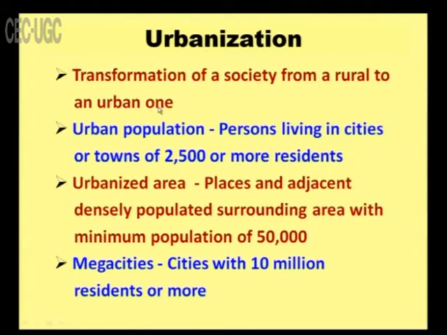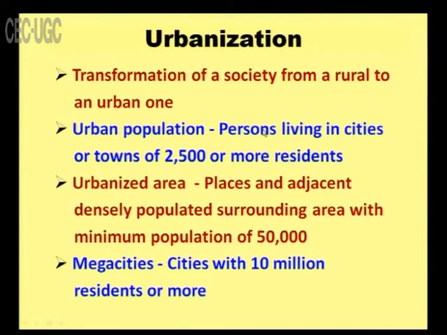That means the people are moving from a rural background to an urban background, and that transformation is called the urbanization. And it may be followed by the physical movement, or the same place can be converted into an urban area. And the urban population, that means the persons living in cities or towns of 2500 or more residents. And the urbanized area, the places and adjacent densely populated surrounding with minimum population of 50,000, and therefore, if at any place the population is more than 50,000, we shall say that it is an urbanized area.